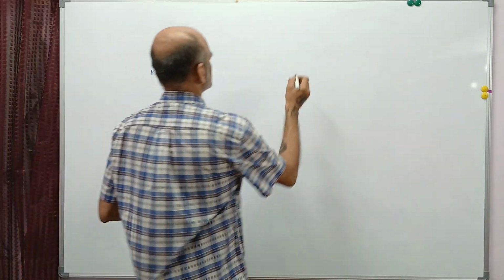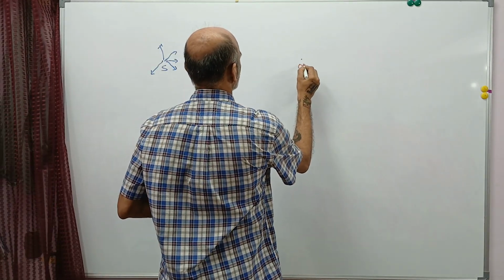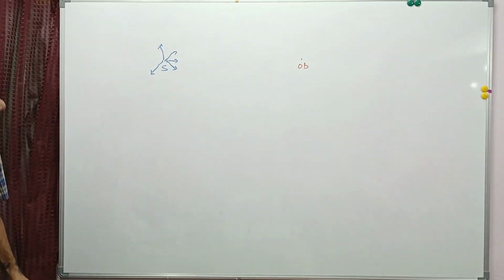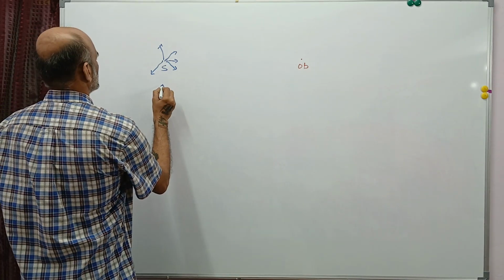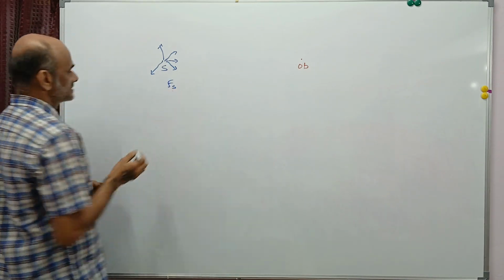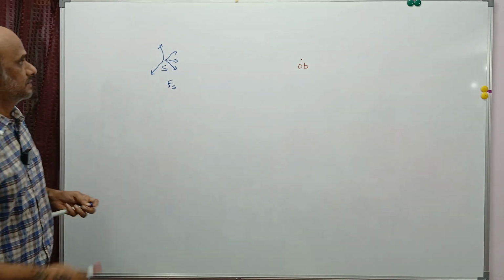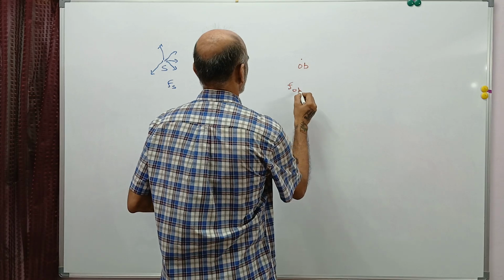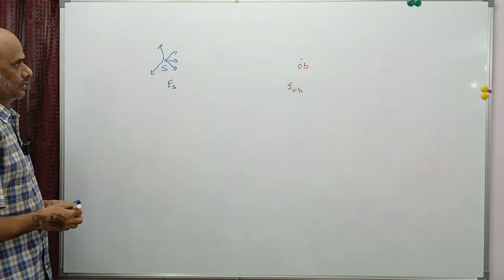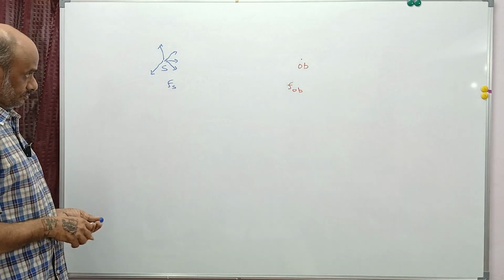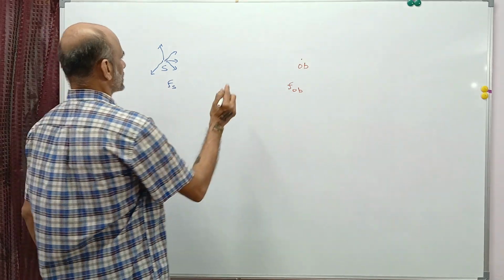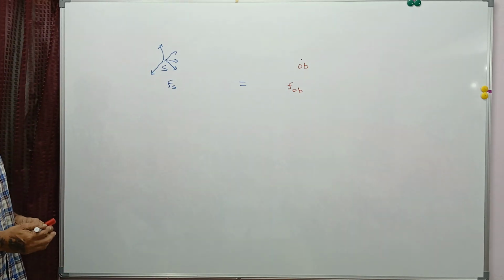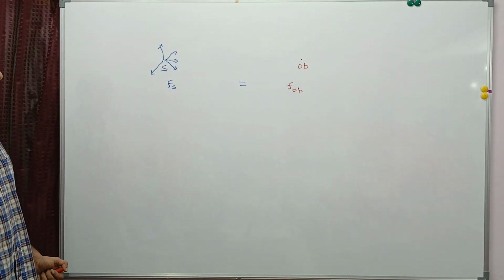Let there be an observer here. Let the frequency of the sound emitted by the source be Fs, and the frequency of the sound as it reaches the observer be FOB. Now, can you relate these two frequencies? We can expect these two frequencies to be equal if both the source and observer are not moving, they are at rest.